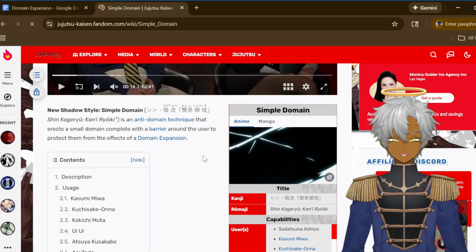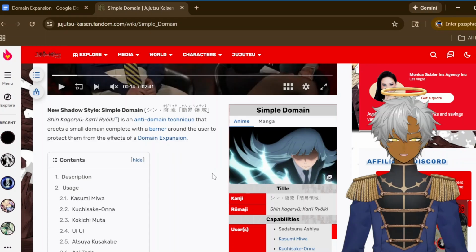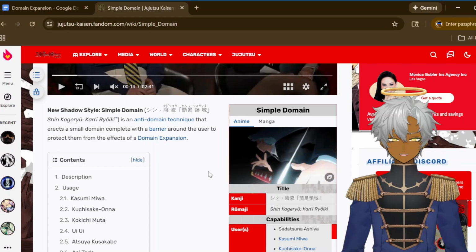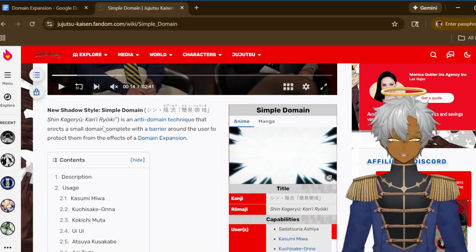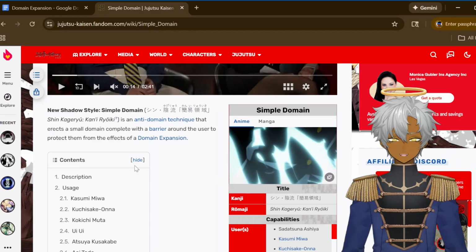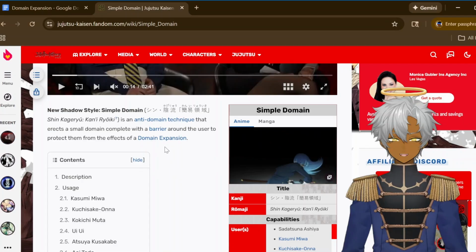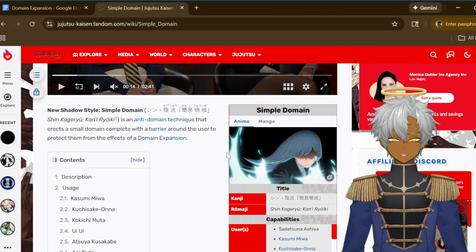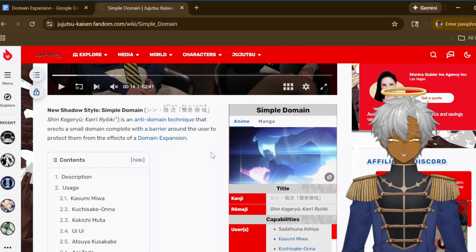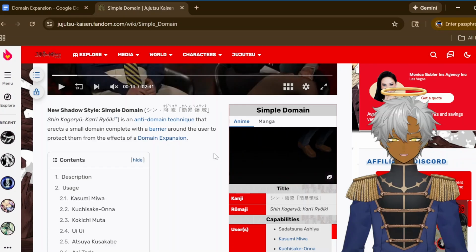She uses her simple domain so that anybody who enters it, she can pretty much instantly hit them with her sword. It's like a small version of an innate technique because her swordsmanship is actually a technique that is taught by the new shadow style. So if someone steps into her simple barrier, it's like having a very small domain expansion. I would also consider this to be an alt version of like an incomplete domain, but a more refined version where the technique and the barrier are pretty much in tune with each other.